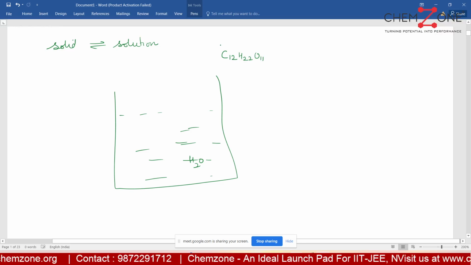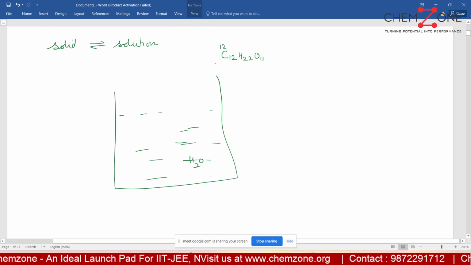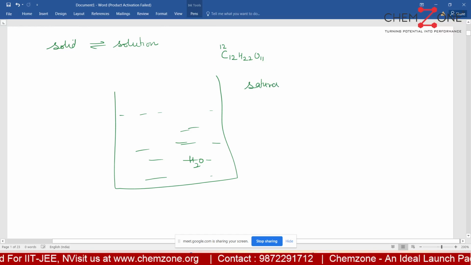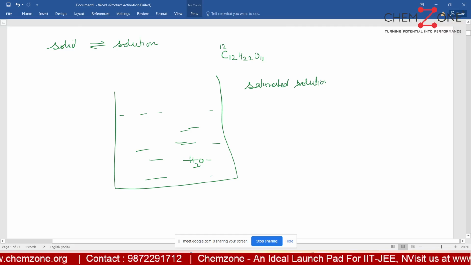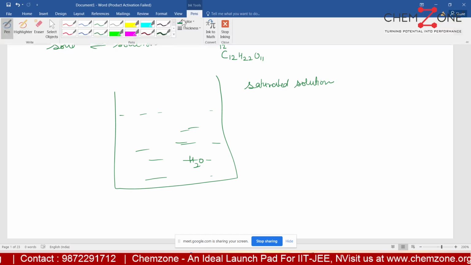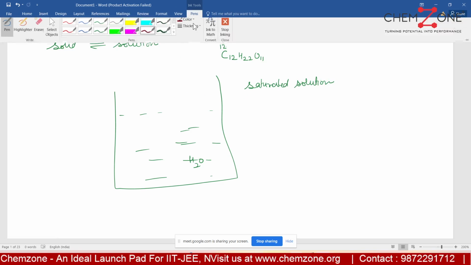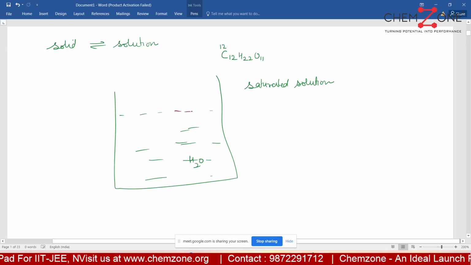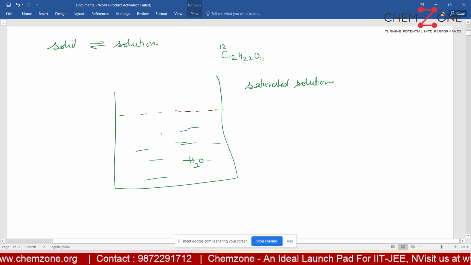C12H22O11. Normal sugar in which we have a normal carbon, carbon 12. Right? And I have made a saturated solution. What do you mean by the word saturated solution? It cannot dissolve more sugar. Okay, a little bit technically a mistake, but of course you are okay.